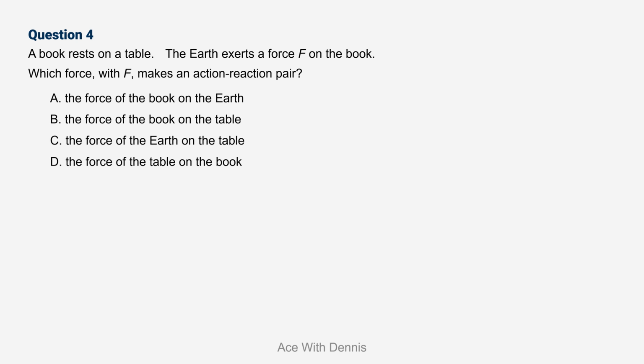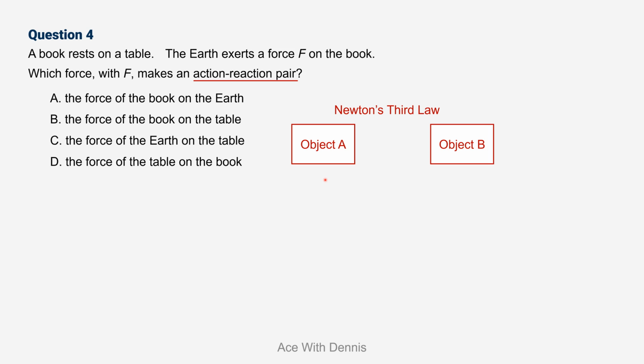Okay, so this question may be a bit confusing because it involves three objects, which is the table, the earth, and the book. And you need to decide which force from where to where. To answer this question, we need to relate it to Newton's third law because it is related to the action-reaction pair, which is explained in Newton's third law. Based on Newton's third law, when an object A applies a force to object B, then object B will react back with the same amount of force but in the opposite direction to the object A.